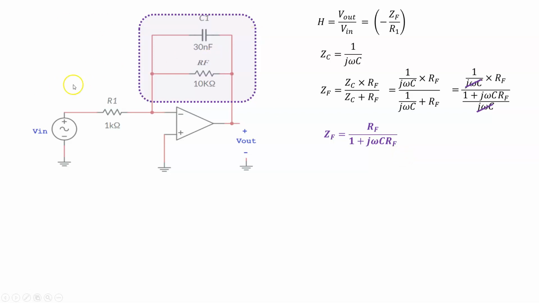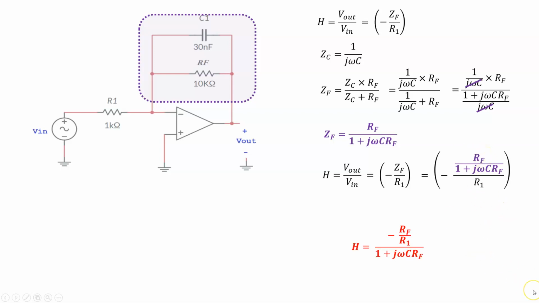Now, let's substitute that here. So what do I get? H equals the impedance of the feedback path divided by R1, and there's a minus sign there. If I plug all of that in and rearrange it a little bit, I can write the transfer function as minus RF over R1 divided by 1 plus j omega C times RF. So here is my transfer function.